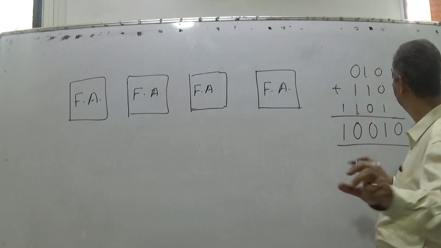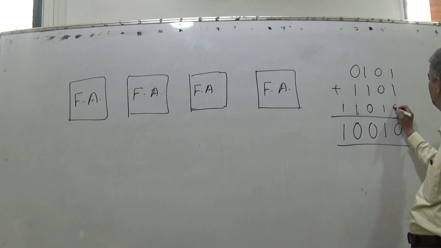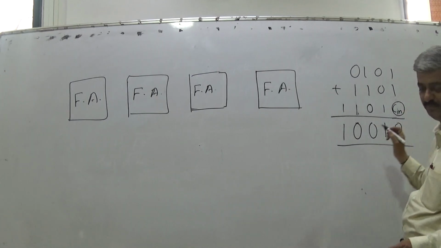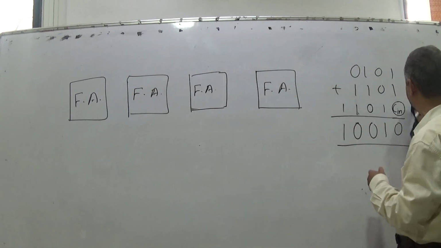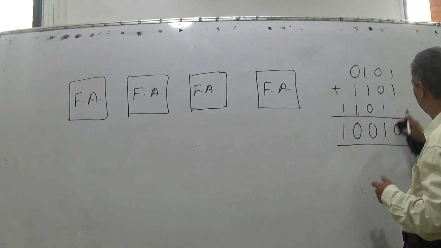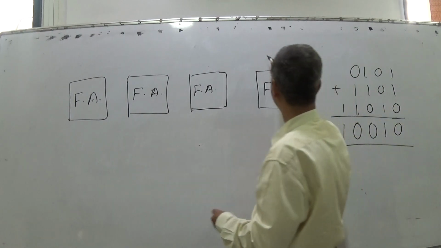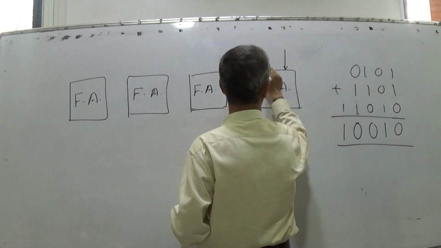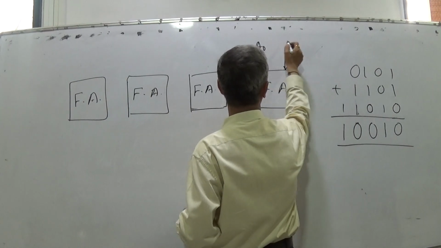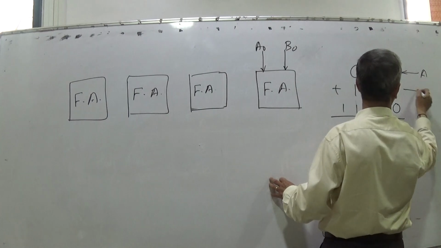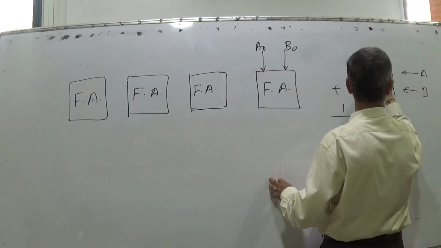So how do I do it? Here there is no carry. Carry in is there, which is 0 in this case. So this carry at the beginning of the addition of the least significant bit is always 0. This will be taken as 0. So each of them, this bit is A0, B0. This is A, this is B. A0, A1, A2, A3.